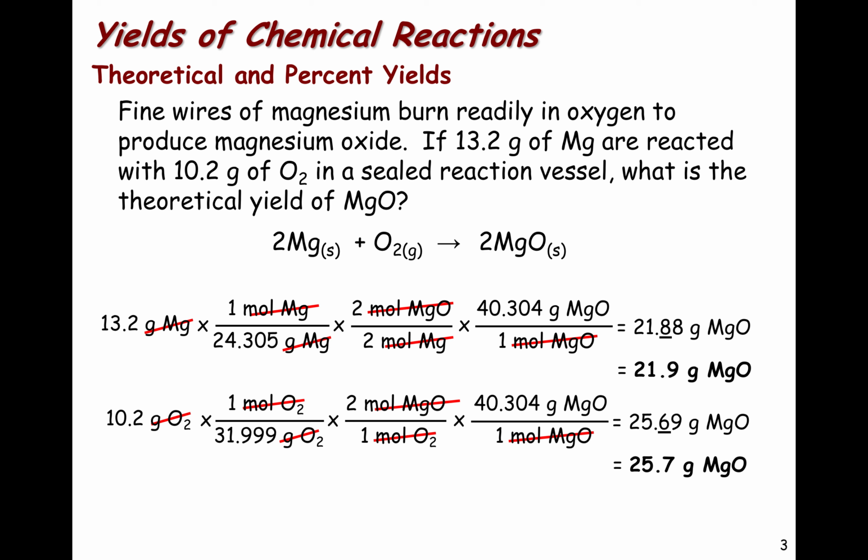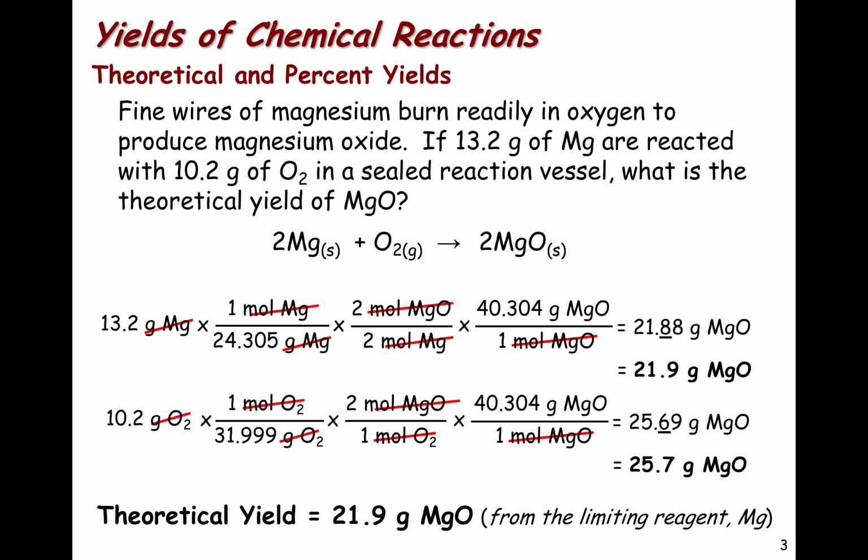At this stage, the smaller of these two numbers that we have calculated will be the theoretical yield of magnesium oxide from this reaction. It also then indicates that the magnesium metal was the limiting reagent and that the O2 was in excess.